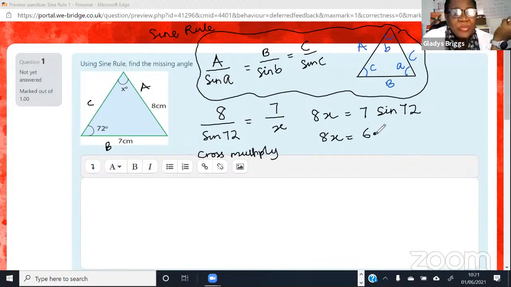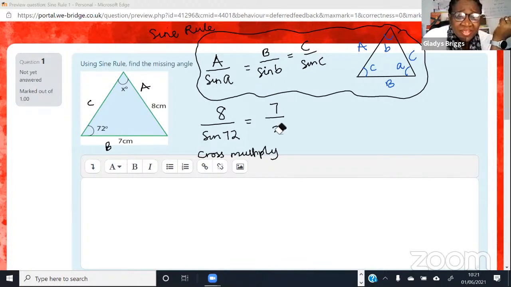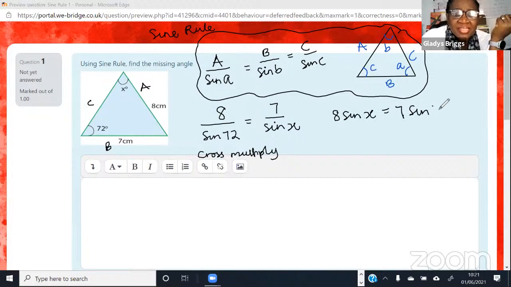Oh, we're looking for the angle. So this should be sine x. I was wondering what was wrong. Aha. You guys just kept quiet and you were following me. Sine x. So now we got it right. So when you cross multiply, you have 8 sine x is equal to 7 sine 72.